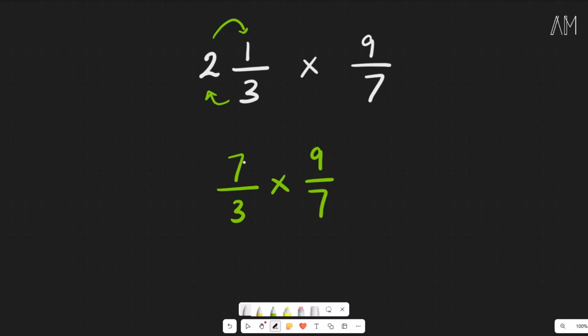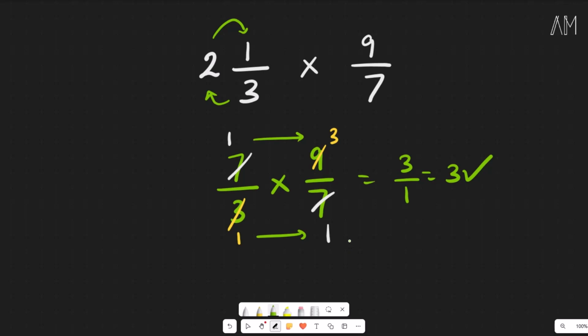Here I notice that I can cancel the 7s. Both of them can be divided by 7, so both of them will be 1. And 9 and 3, both of them can be divided by 3. The 9 will become 3 and the 3 will become 1. And that's how we do it. Up by up and down by down. 1 by 3 is 3. 1 by 1 is 1. And that will be our multiplication in the simplest form, and that's how we do it.